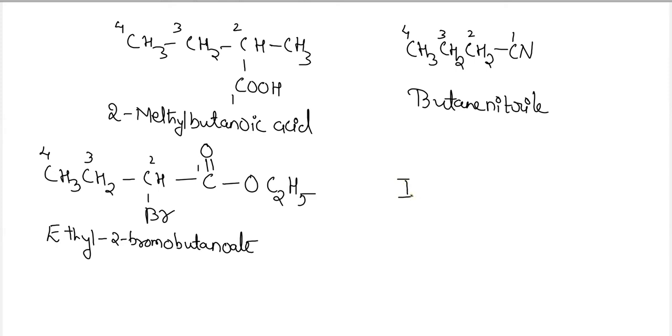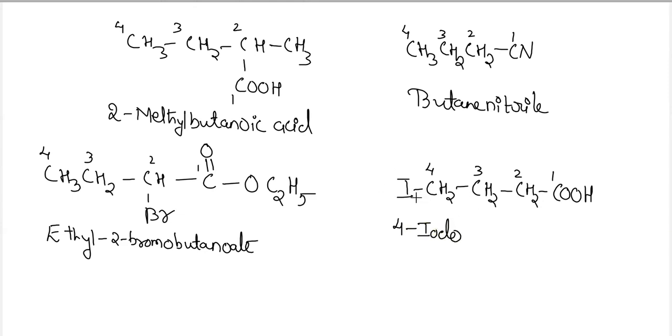One more example we can take, CH2CH2CH2COOH, 1, 2, 3, 4. Okay. So here the name of this compound will become 4-iodo, as halo compounds are always included in the prefix only. So the name of this compound will become 4-iodo butanoic acid. Okay. Let's take some more examples.